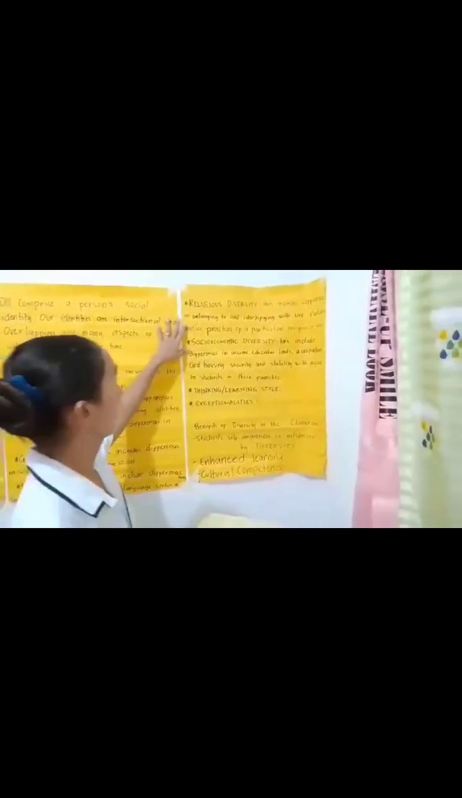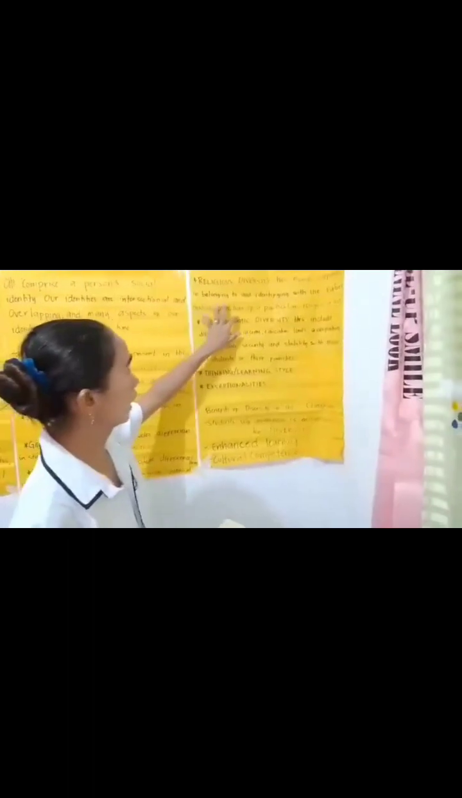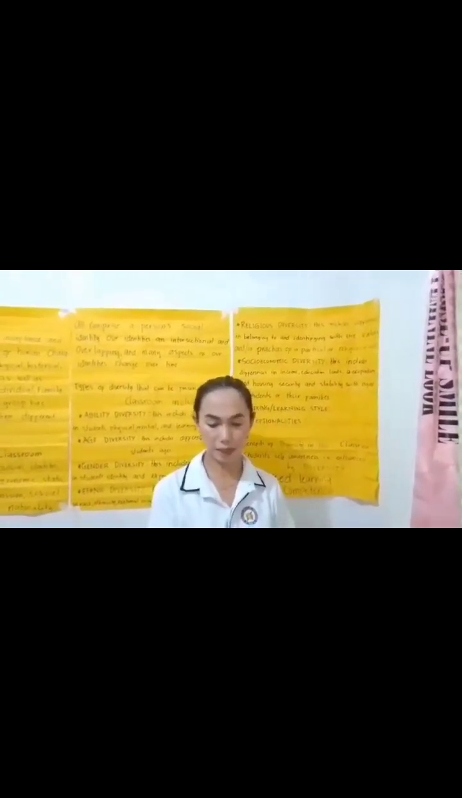5. Religious diversity. This includes differences in belonging to and identifying with the values and or practices of a particular religion or sect. Religious diversity is the fact that there are significant differences in religious belief and practice. Example, most Muslims say their religious community is very different from Roman Catholic.